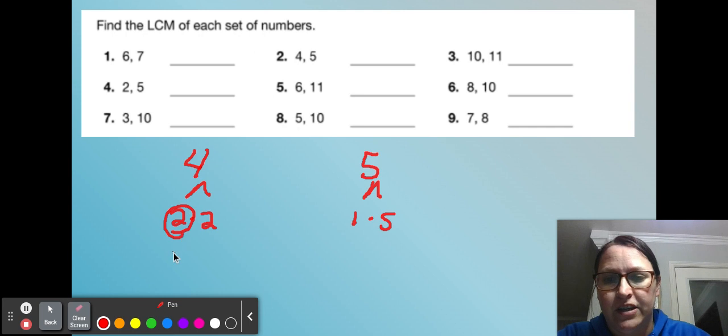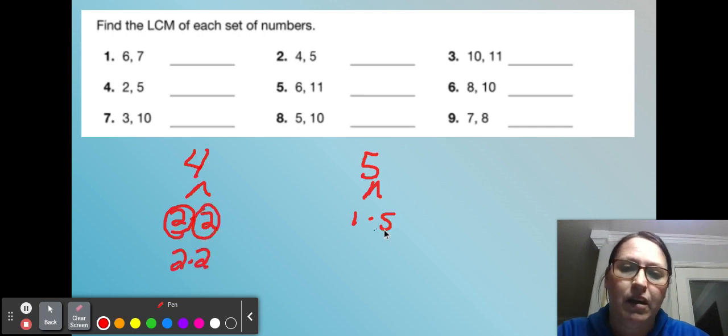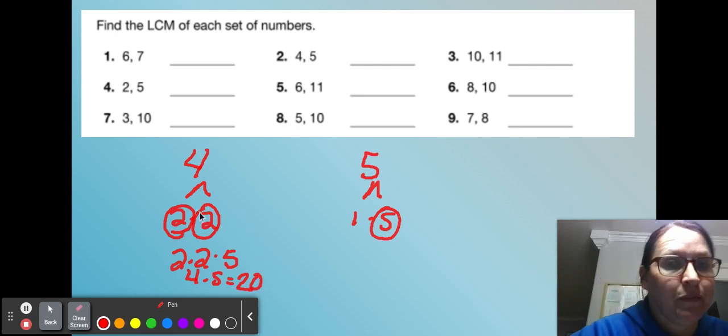Okay, this one has a 2. I'm going to put it down here. This one has a 2. I'm going to put it down here. This one has a 5. I'm going to put it down here. 2 times 2 is 4 times 5 equals 20.